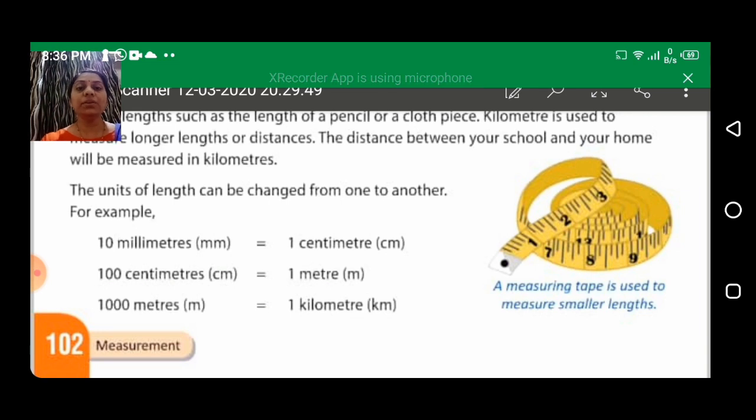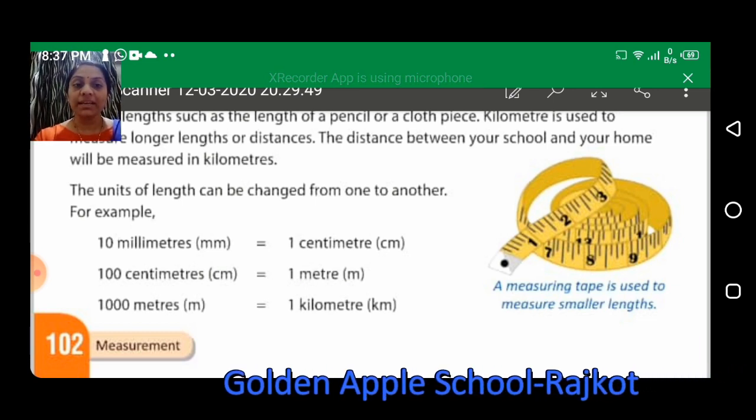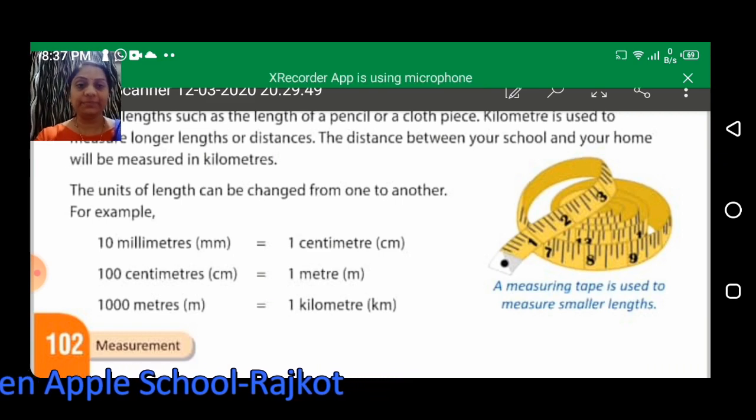Here the units of length can be changed from one to another. For example, 10 millimeters is equal to 1 centimeter. 100 centimeters is equal to 1 meter. 1000 meters is equal to 1 kilometer. So if you want to measure the length of a pencil, then you have to measure it in centimeters or millimeters. If you want to measure the length of a sari, then you will measure it in meters, and for distance, kilometers.